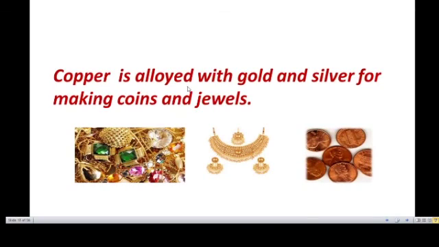Copper is alloyed with gold and silver for making coins and jewels.